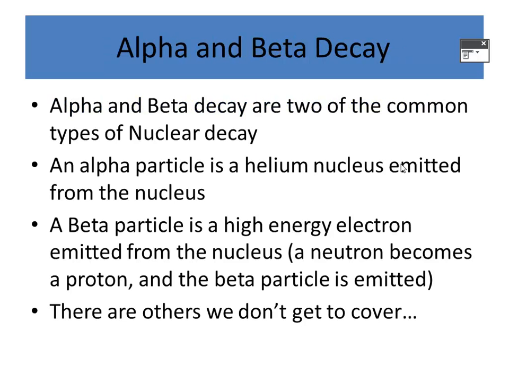Alpha and beta decay are two common types of nuclear decay. Decay just means to break down. So we're talking about the nucleus breaking apart. An alpha particle is a helium nucleus, so 2 protons, 2 neutrons. And it just goes out of the nucleus. A beta particle is an electron that comes from a neutron that becomes a proton and an electron.